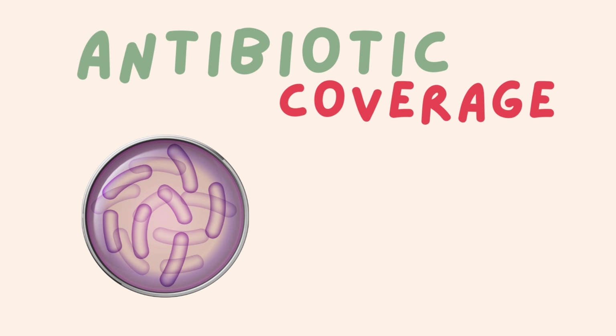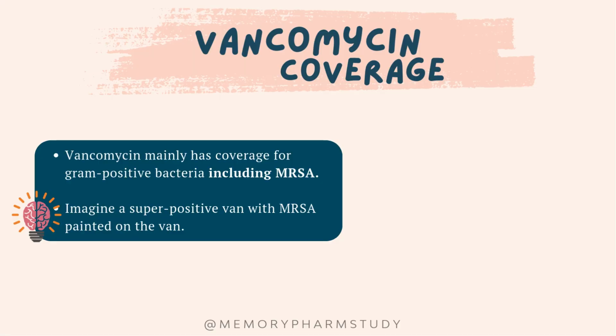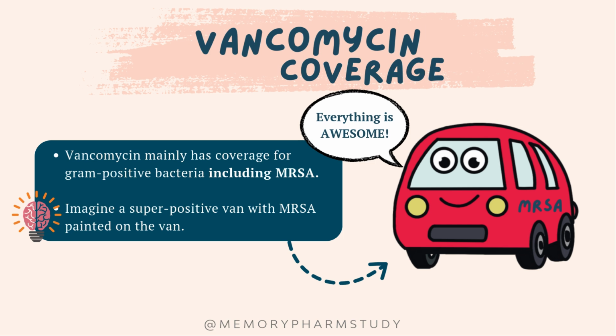Moving on to antibiotic coverage. Since most antibiotic classes will cover both gram-positive and gram-negative bacteria, it is easier to memorize the outliers or exceptions. Vancomycin mainly has coverage for gram-positive bacteria, including MRSA. Imagine a super-positive van with the MRSA painted on the van.